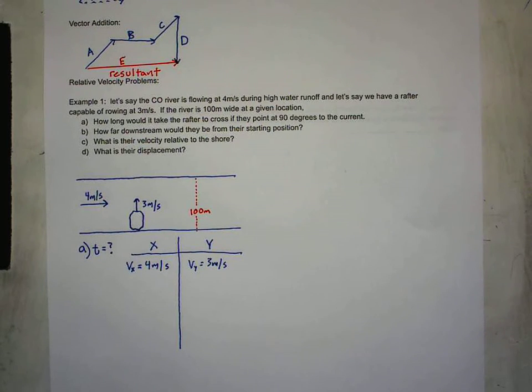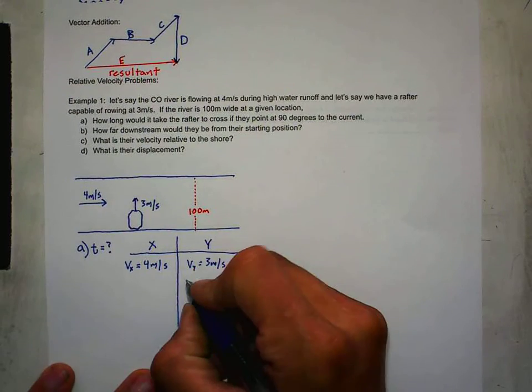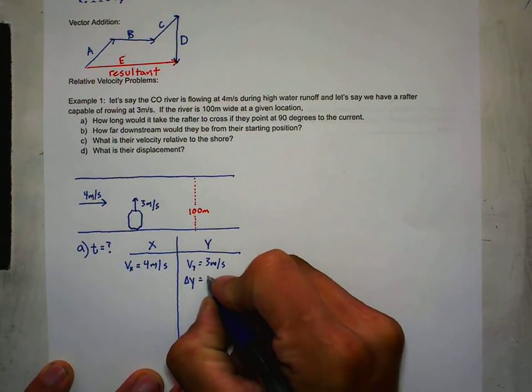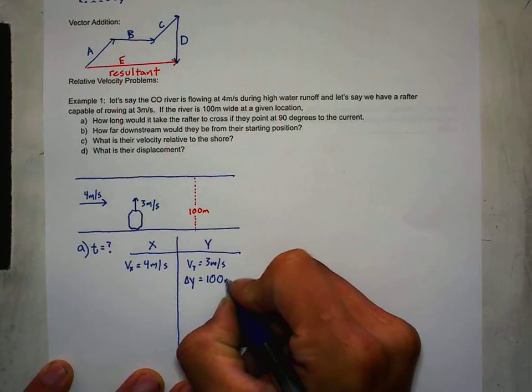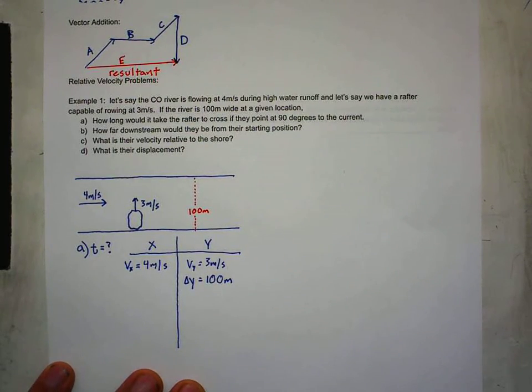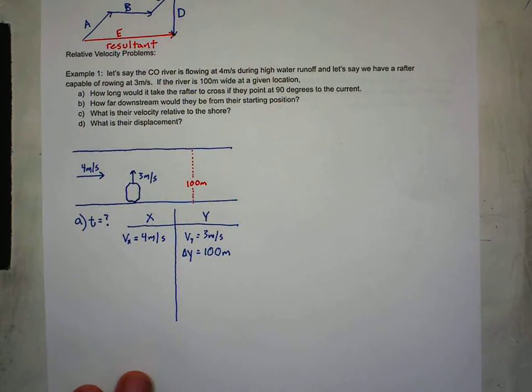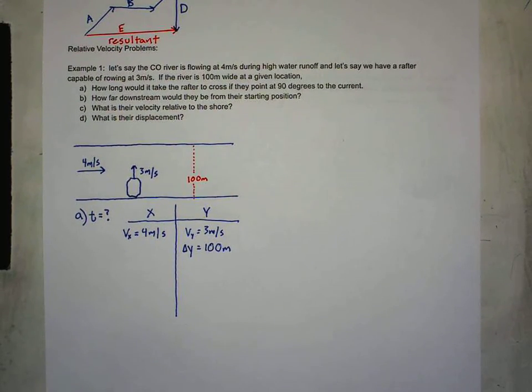What else do we know about the Y direction? Delta Y equals 100. We'll put a unit. And that's all we know. We don't know time. Now, since there's nothing accelerating here, this is not that hard of a problem. Ideas on how to solve it. Luke?